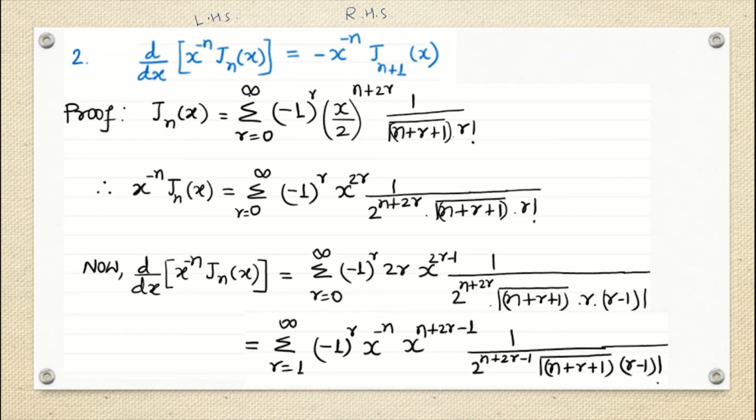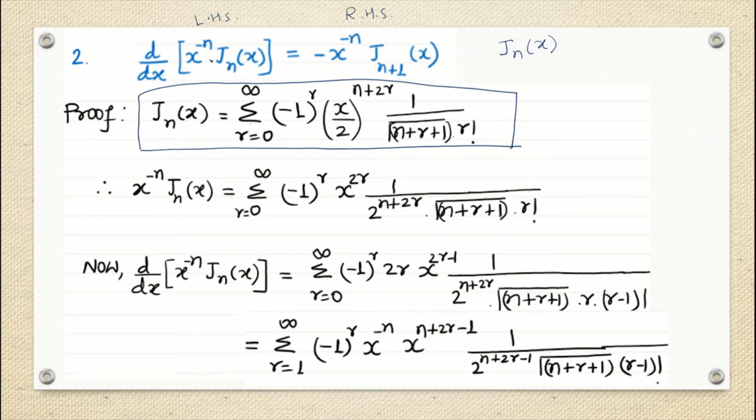The very first thing for the proofs is that you need to know the formula for Jn x, because your derivation is based on Jn x. So Jn x is nothing but sigma r, where r goes from 0 to infinity, r is governing this sigma, minus 1 to the power r, x by 2 to the power n plus 2r, 1 by gamma n plus r plus 1 and then factorial r. So this is the formula that I should be knowing.